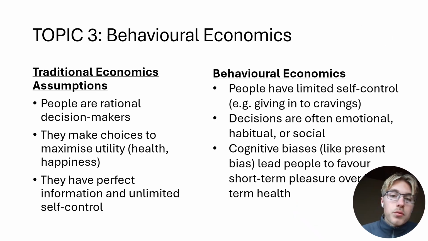Now here we have topic 3, behavioral and traditional economics. These are definitely interrelated. However, traditional economics assumes that people are rational and that we make decisions logically for our well-being. When it comes to food, it suggests that with full information about the health impacts, we'll naturally choose the healthier option. But behavioral economics shows us that this is often not the case.